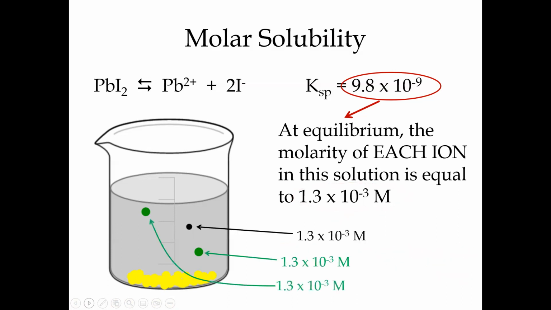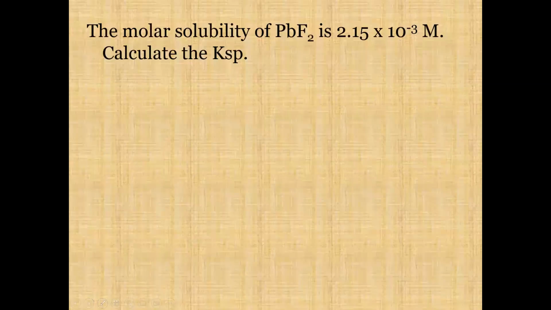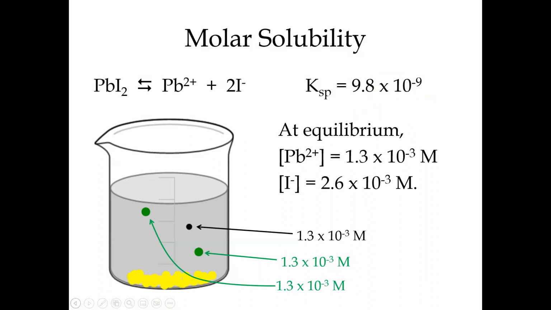So you'll note that each ion is at 1.3 times 10 to the negative third molar concentration. So at equilibrium, and this we've done with our solution stoichiometry before, since there's one lead ion, it has a molarity of 1.3 times 10 to the negative third molar. Whereas since there are 2 iodide ions, those add together to equal a molarity of 2.6 times 10 to the negative third. So since there's twice as many iodide ions, that has twice the molarity.